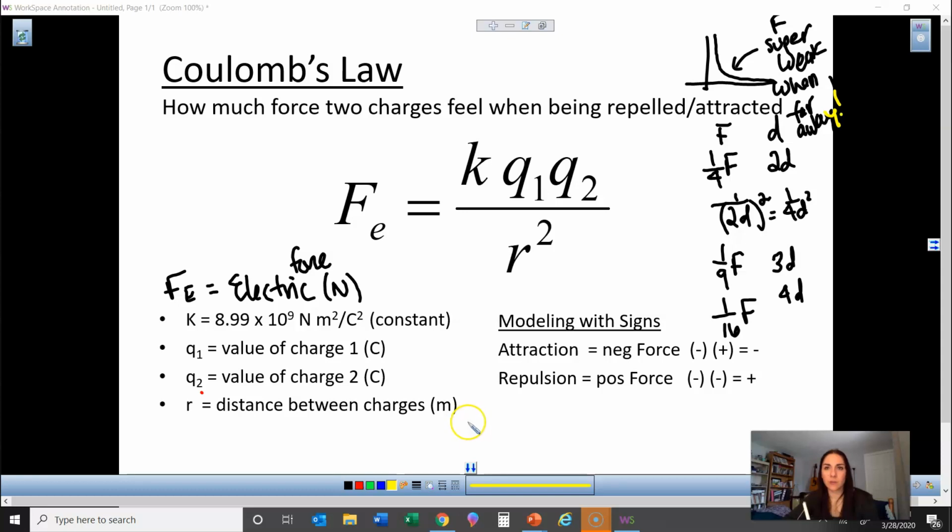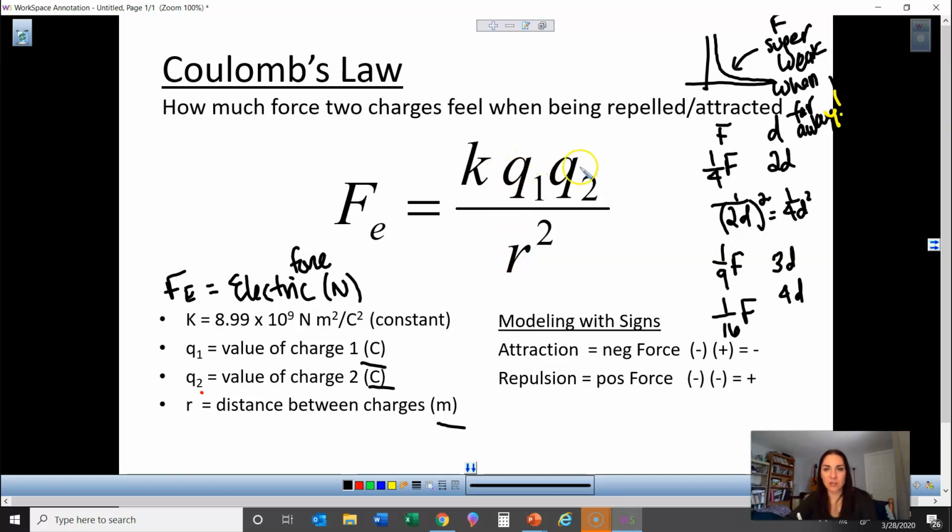Okay, another very important thing about all of this too is that these have to be in the right units. They're not in microcoulombs, it has to be in regular coulombs, and this distance has to be in regular meters and not in centimeters or micro or anything like that. These all have to be in the standard units. And then the last thing I want to talk about is modeling this.